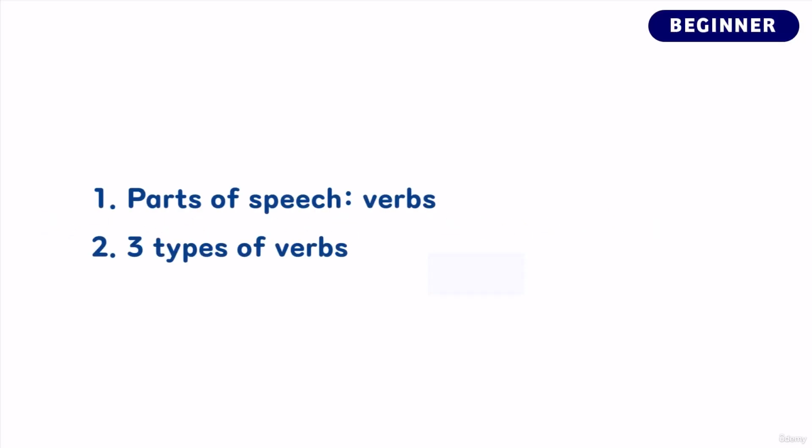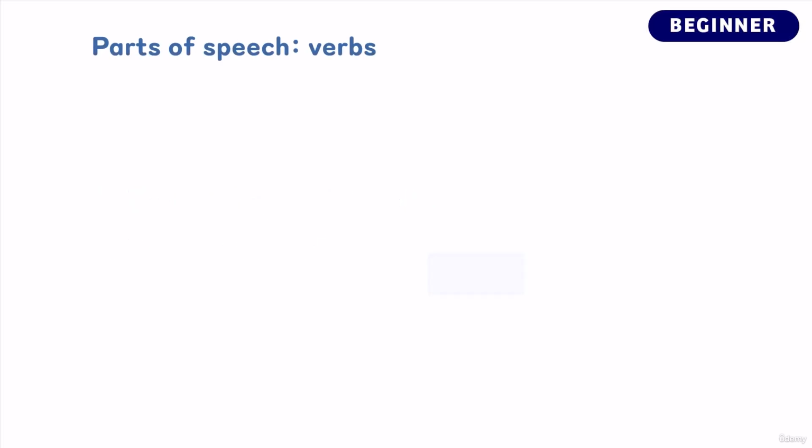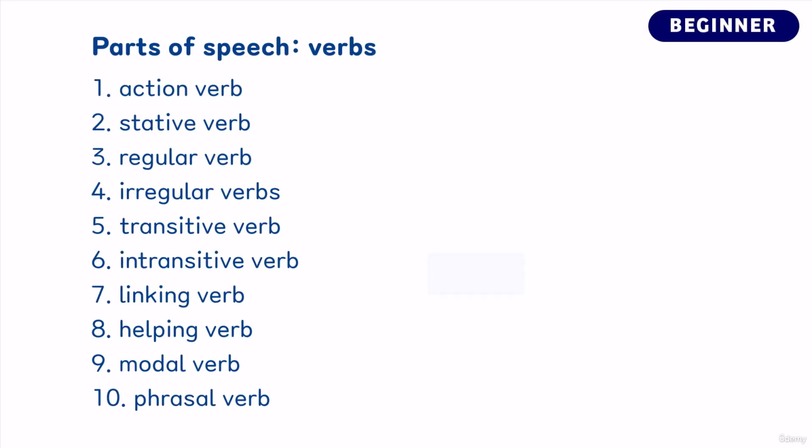In this lesson, we're going to learn about verbs in English, but we'll mainly focus on three kinds of verbs for this lesson. Now, there are altogether 10 different types of verbs. Action verbs, stative verbs, regular and irregular verbs, transitive and intransitive verbs, helping verbs, modal verbs, and also phrasal verbs. We'll first focus on these three verbs in the list: transitive, intransitive, and linking verbs. We will then learn the other verb types later on in the course.